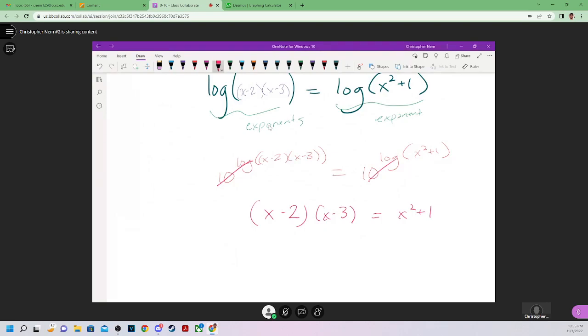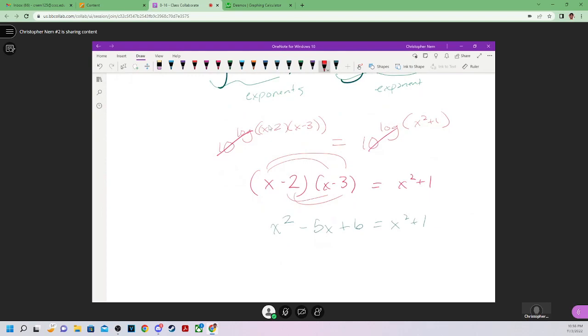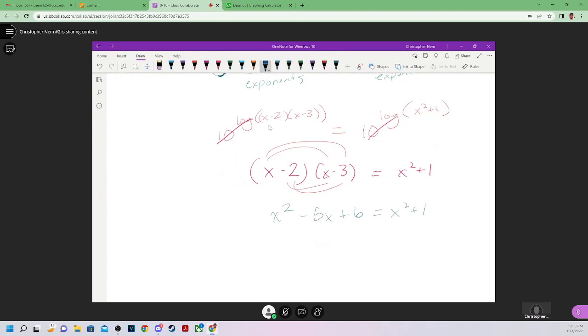Boom. Now, if I wanted to factor this out, these are already factored as much as possible. This guy can't be factored out nicely. So you might have to distribute, so let's distribute this out or expand. We get x squared minus 5x plus 6 equals x squared plus 1. And now we're just solving a quadratic equation. We should know how to solve this by heart.